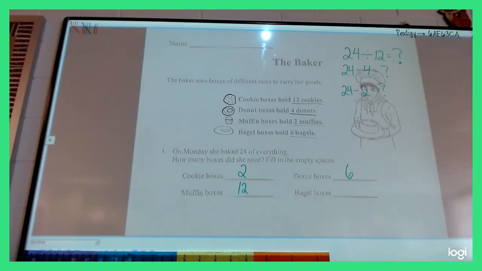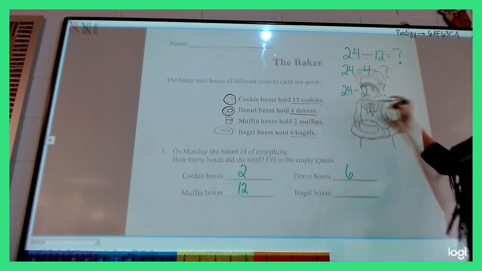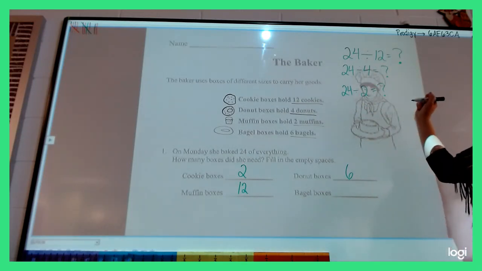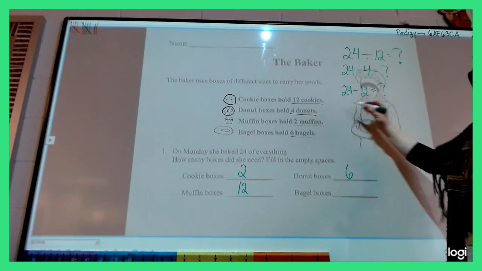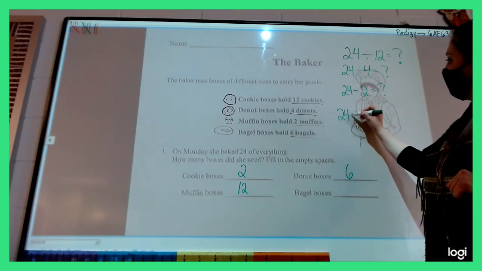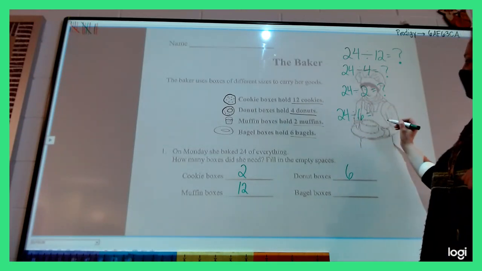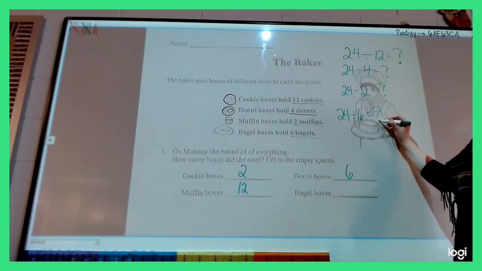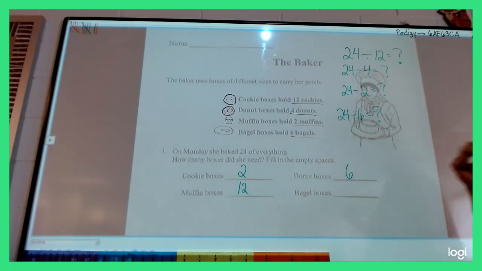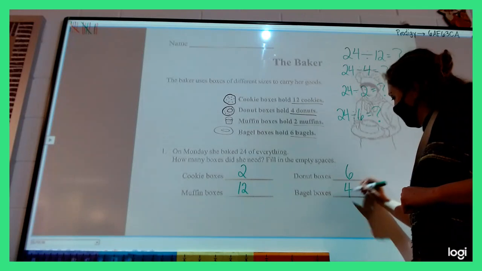All right, last thing, bagel boxes. Somebody tell me what division equation should I write for my bagels? Josiah? 12 divided by 6. 24 divided by 6. Yep. 24 divided by 6. How many boxes, Cadence? 4. 4. I was going to say 3.